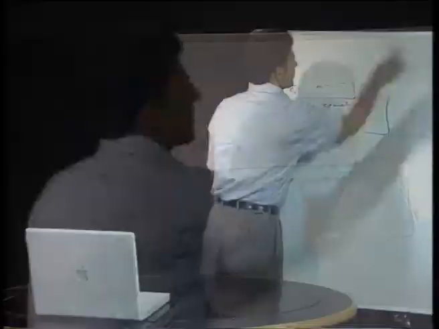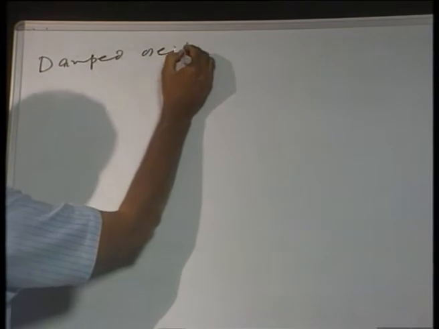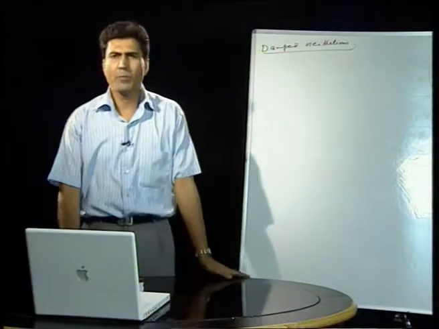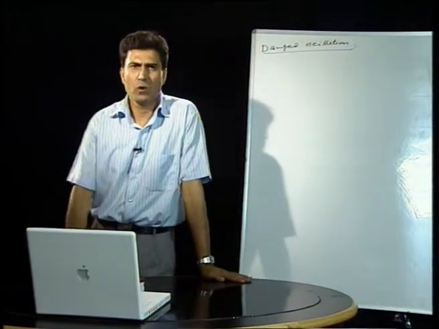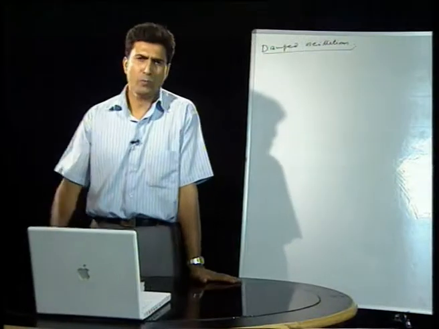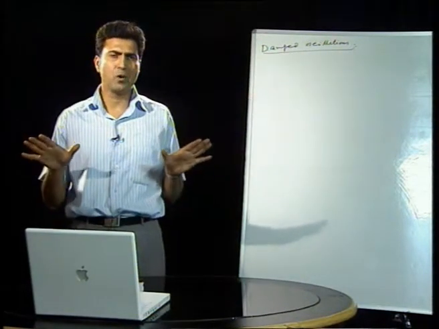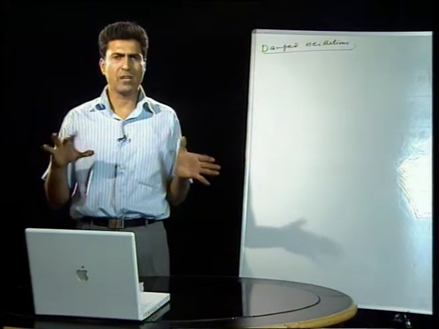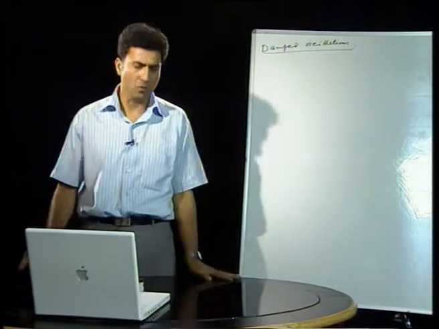Damped oscillations. We know when a particle oscillates back and forth in vacuum, it will oscillate forever, because there is no damping around. There is no medium around which can decrease its amplitude or suck out its energy. It will oscillate forever. Suppose a particle is under simple harmonic motion, under the force F is equal to minus kx, which will make the particle oscillate back and forth.